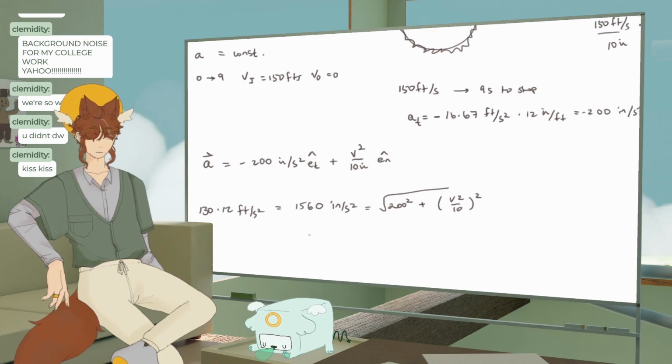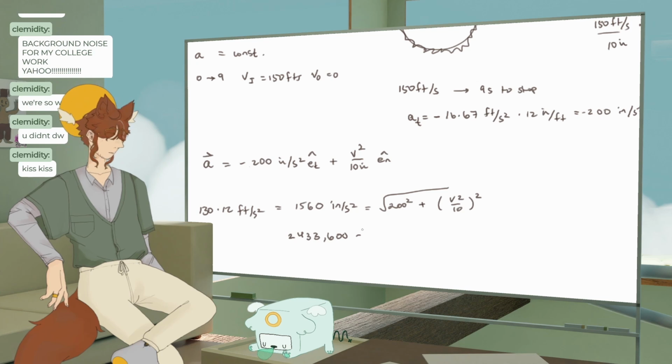I shouldn't be so doomer. Oh, maybe I should be a little more doomer. 2,433,600 equals. So, sorry, minus 200 squared.